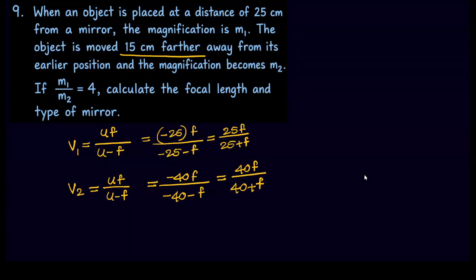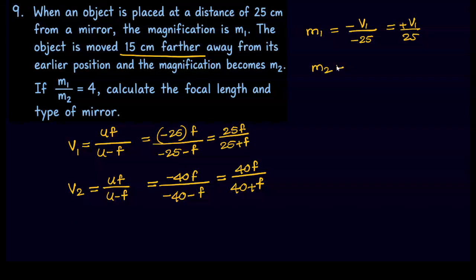Let's find the magnifications. If we take this as M1, then M1 is minus V1 by U1, which is minus V1 by minus 25, which is plus V1 by 25. And M2 is V2 by 40, isn't it?